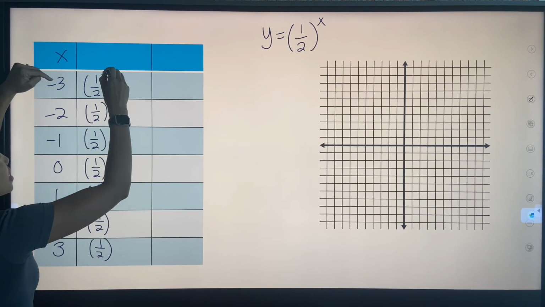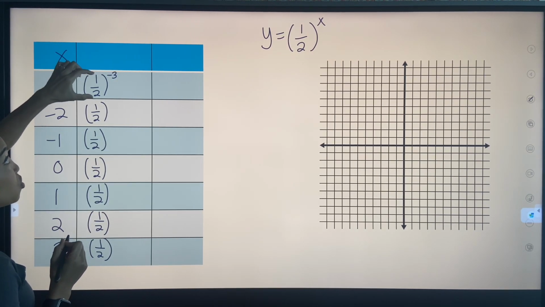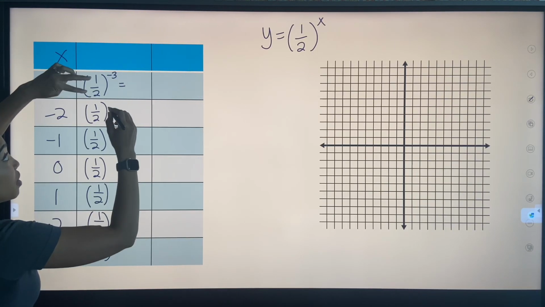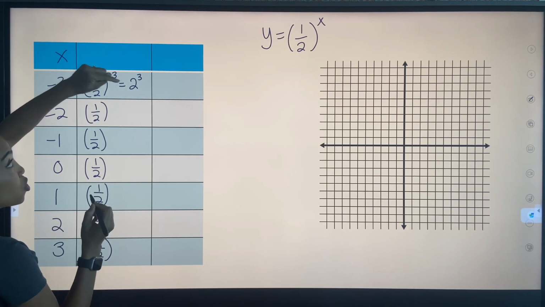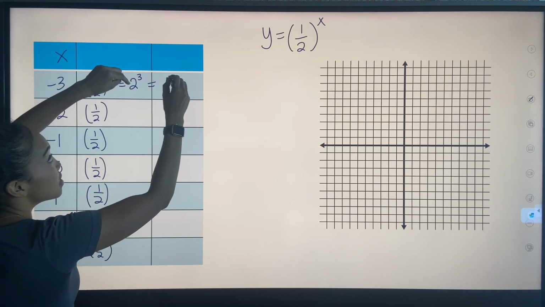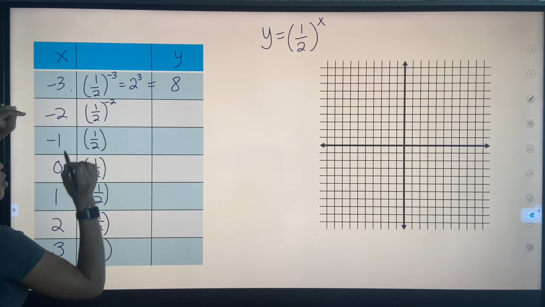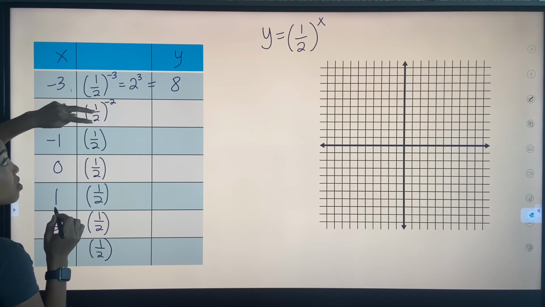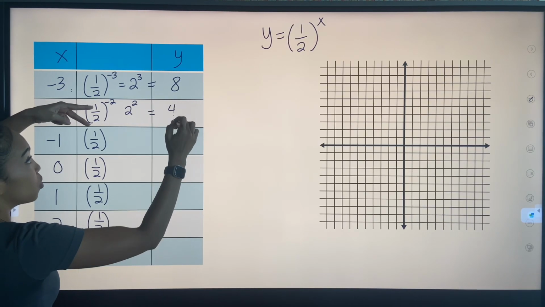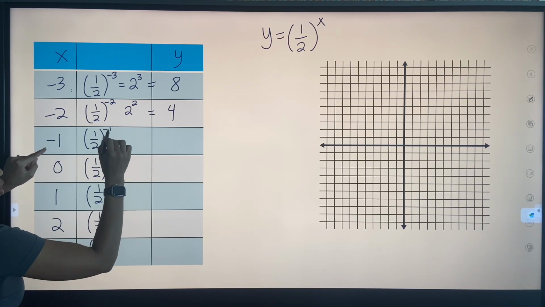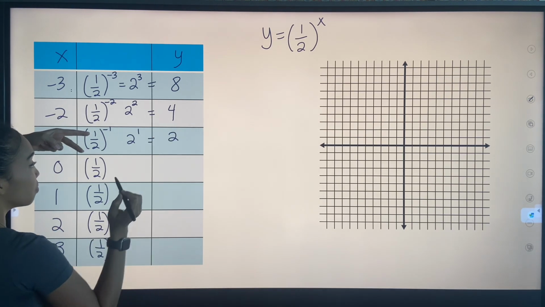So the exponent here is -3. Whenever you have a negative exponent, you must do the reciprocal of the base. So you're going to flip this, it becomes 2, and your exponent is now positive. 2 times 2 times 2 is 8. So this is your y column. The exponent here is -2. If you have a negative exponent, you must flip this base. So that becomes 2 to the power of 2, which is 4. -1 is your exponent. If it's a negative exponent, you must flip this, so that becomes 2.